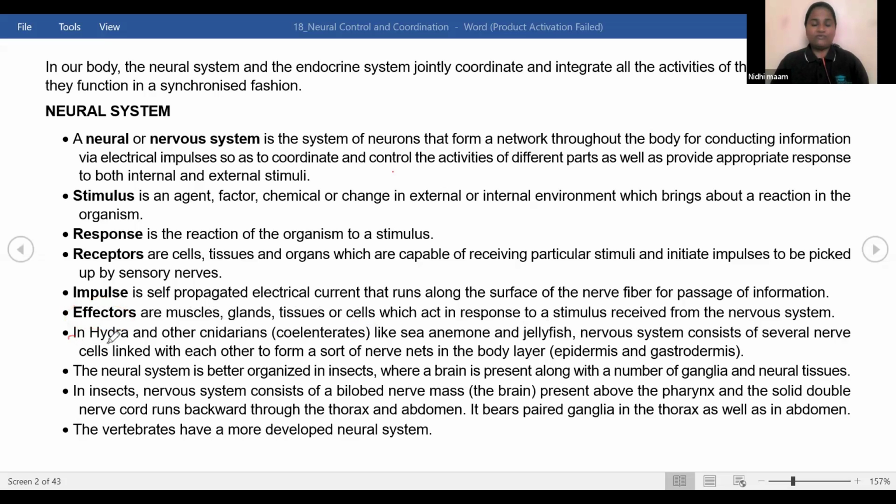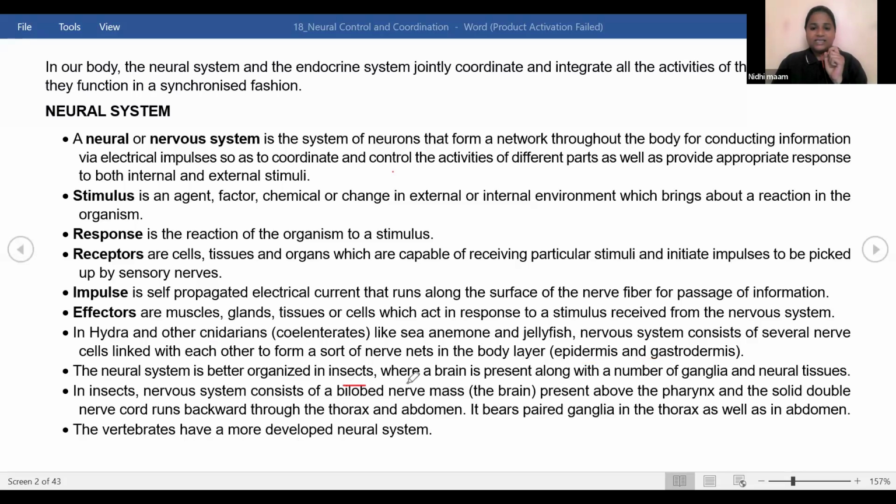So here we have a beautiful example which is important in CET as well as NEET. In Hydra as well as other cnidarians, what we can say coelenterates, like sea anemone and jellyfish, the nervous system consists of several nerve cells linked with each other. So here we don't have any well-defined nervous system. Only a few nerve cells will be there which are linked to each other to form nerve nets in the body layers, that is epidermis and gastrodermis.